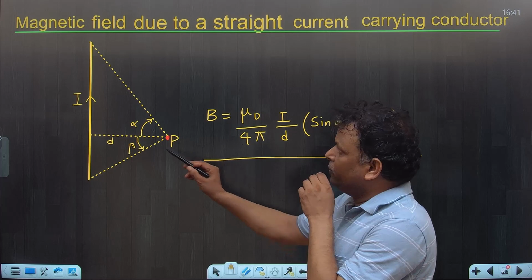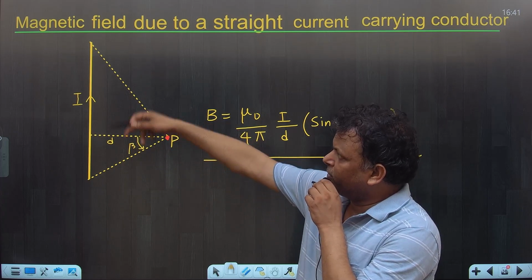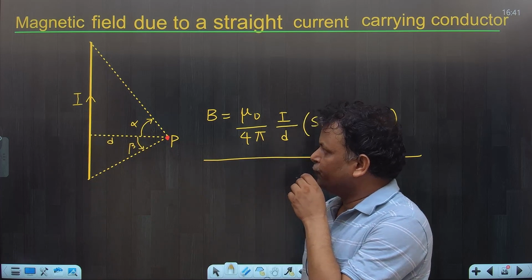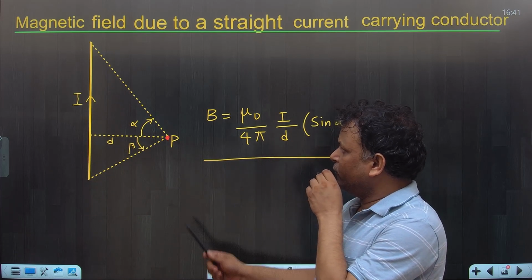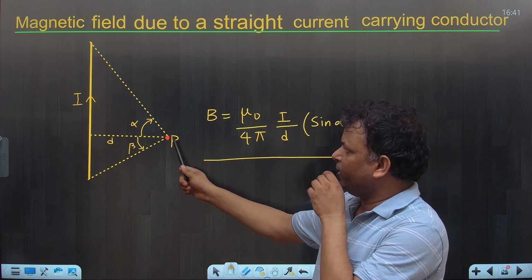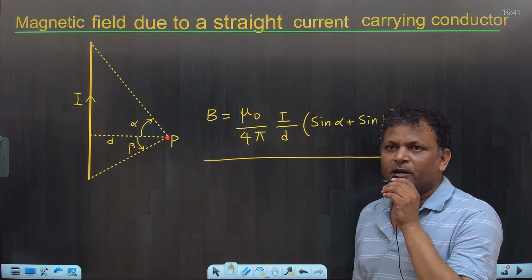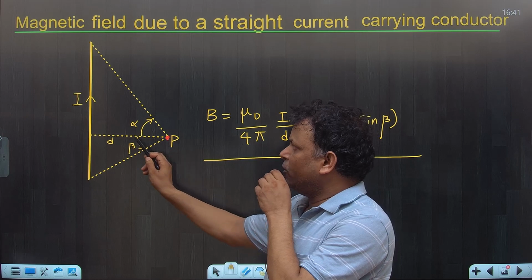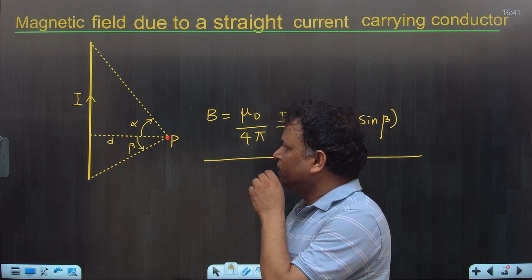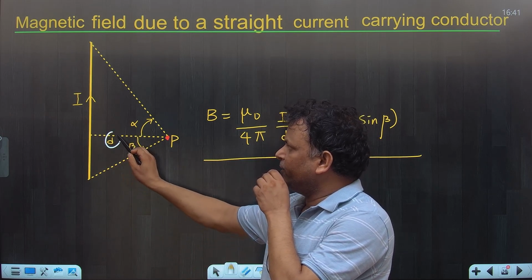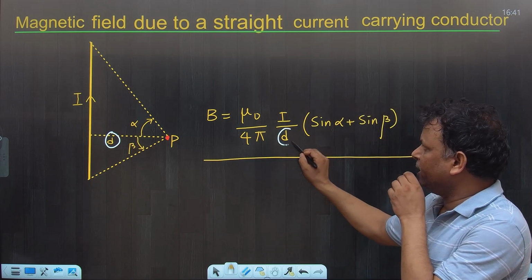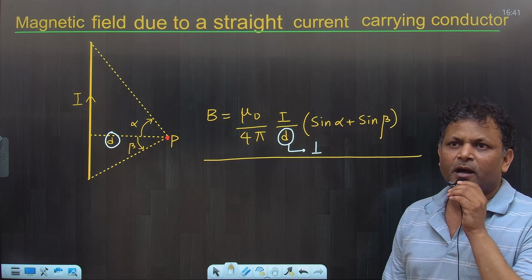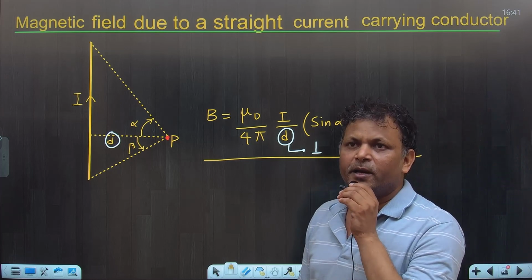See, here is a conducting wire, current I is flowing through it. You want to know the formula for the magnetic field at point P. What I said earlier is that you should draw a perpendicular from point P onto that conductor. The length of that perpendicular is D. What are alpha and beta? You should understand it properly.